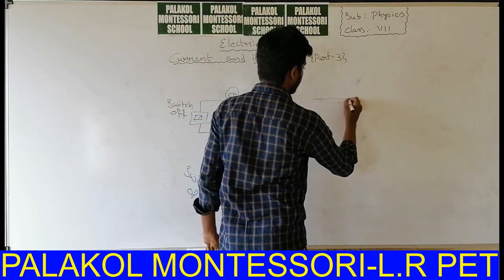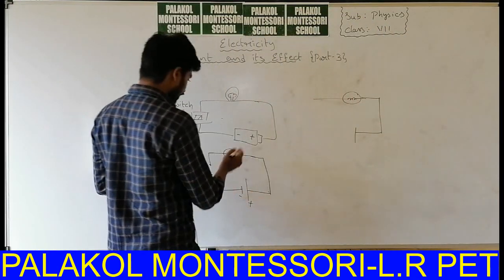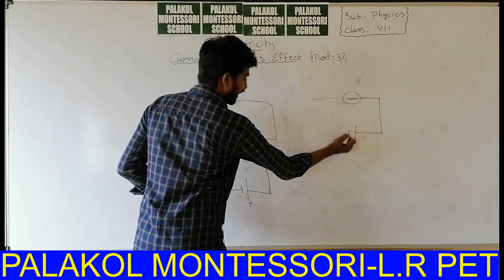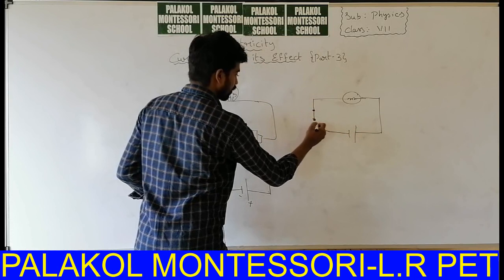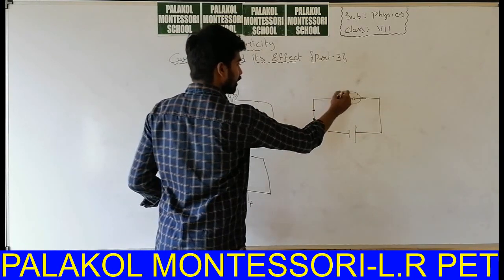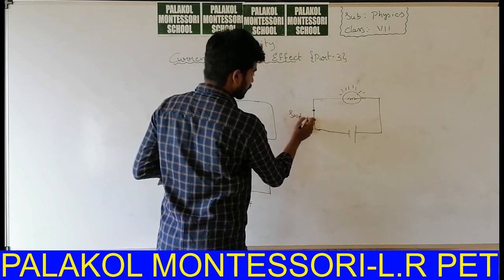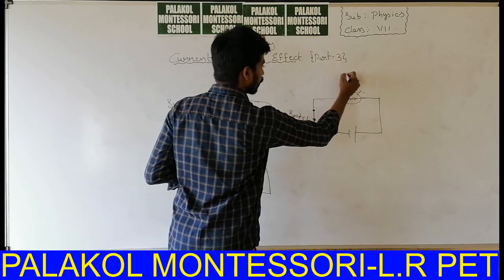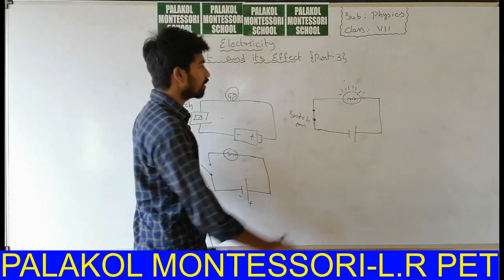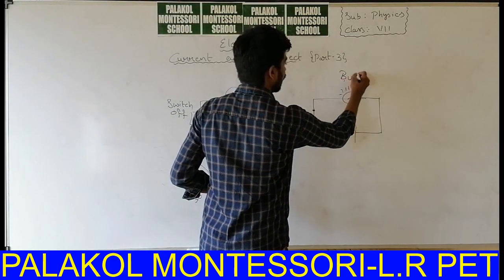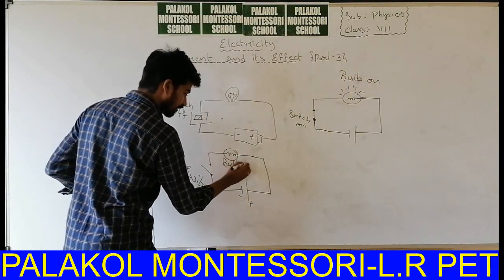So again, same: positive terminal, negative terminal, and let us consider the switch was closed. Since the switch is closed, the bulb will be on. Since the switch was on, the bulb will start glowing, right? You can observe some glow. Here the bulb is in the on state. Here the bulb was in the off state.